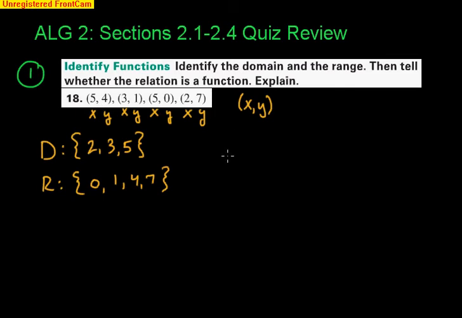Well, remember a function: each x can only have one y. Okay? Cannot break off into two. Well, look here. 5, 4, 5, 0. That means the x, 5, is going to 0, and it's going to 4. This is not a function.